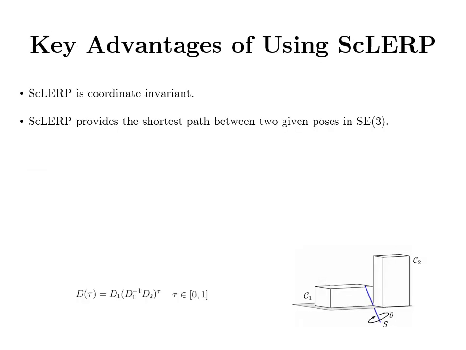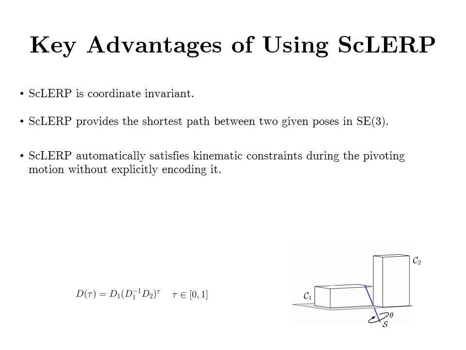Screw linear interpolation is a 1 degree of freedom smooth screw motion with a constant rotation and translation rate between two object poses in SE3. It's coordinate invariant and provides a straight line in SE3, which is the shortest path between two given poses in SE3. The joint space path that we compute, aligned with the object path using screw linear interpolation, automatically satisfies all the task-related kinematic constraints, without any additional explicit representation of the contact constraints.